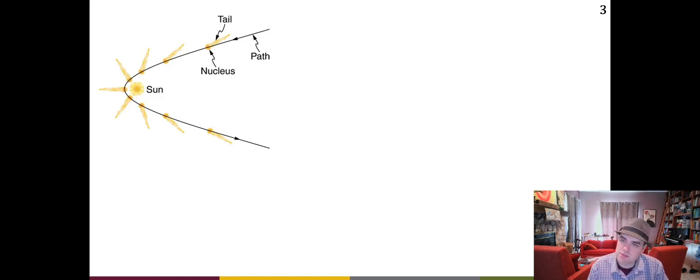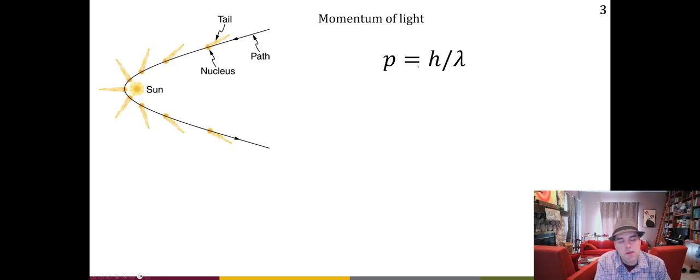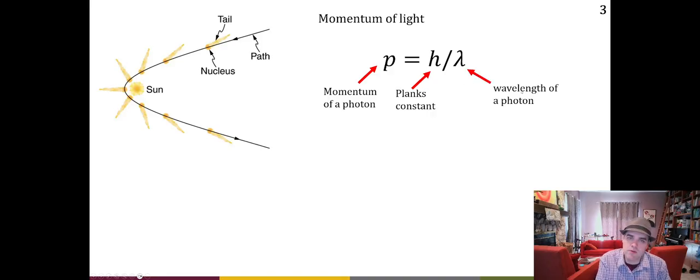So when it collides with these particles, that actually pushes the particles in a particular direction. And so we have an equation for the momentum of light, where p, the momentum of a photon, is equal to h, Planck's constant again, divided by the wavelength of this photon of light. So here's Planck's constant here.